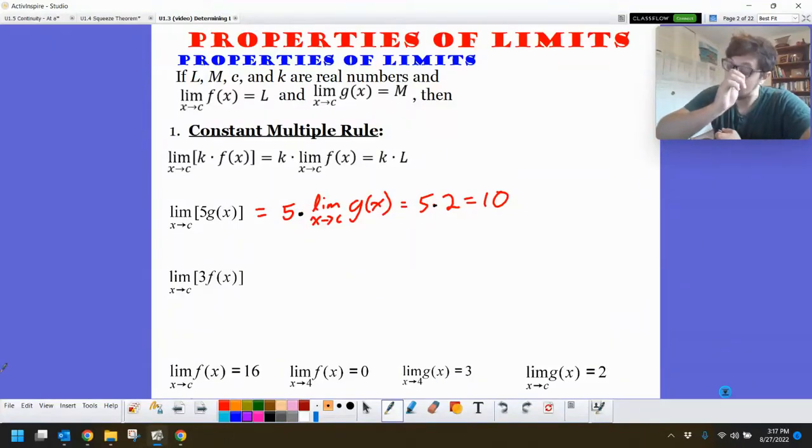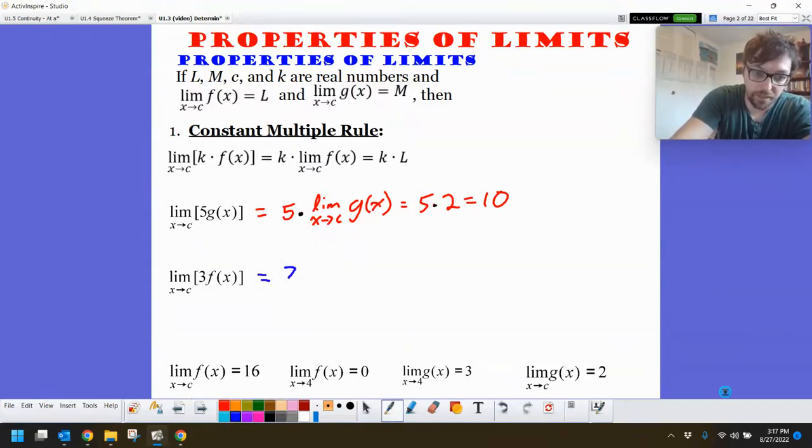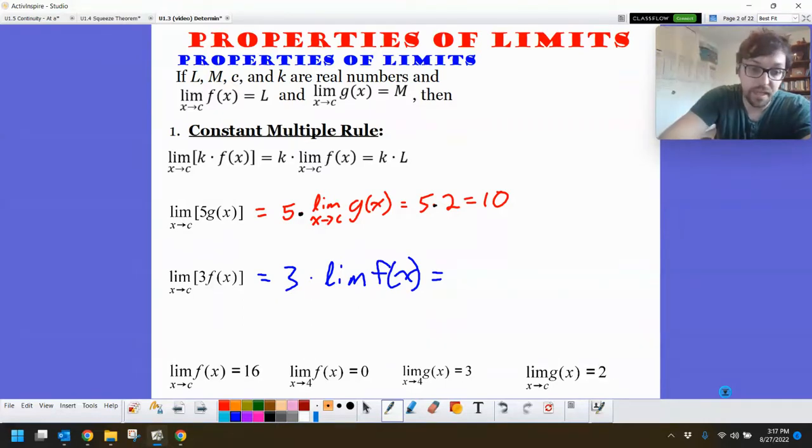So if we look at this next example, we can say, hey, that's 3 times the limit of f of x, and we know the limit of f of x as it's approaching c is 16. So this is just 3 times 16. So our limit is 48.